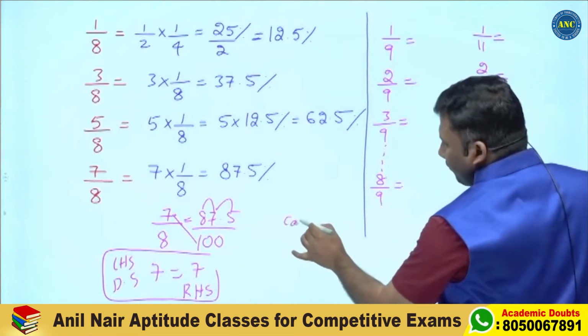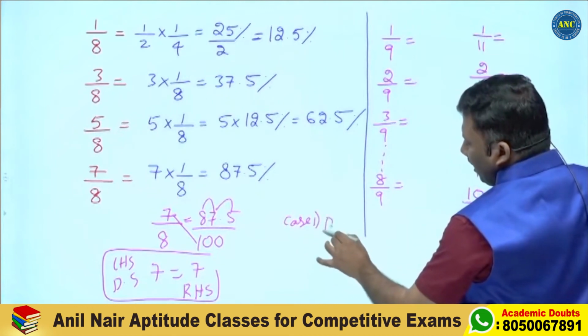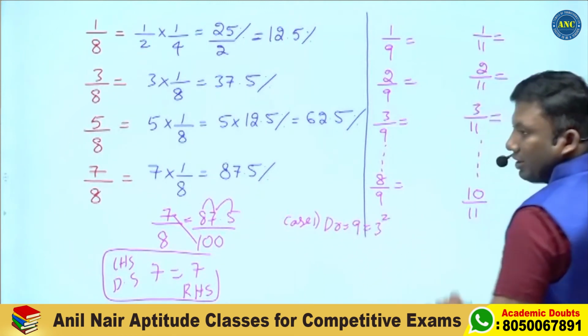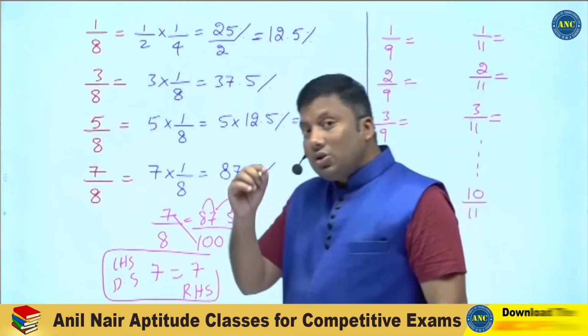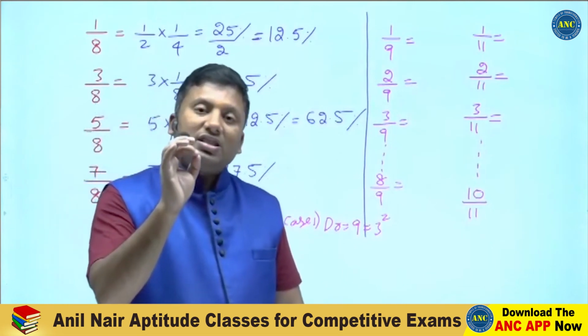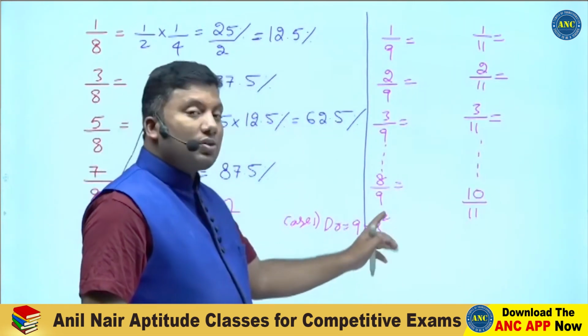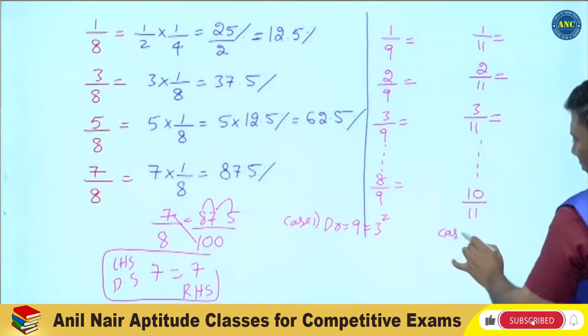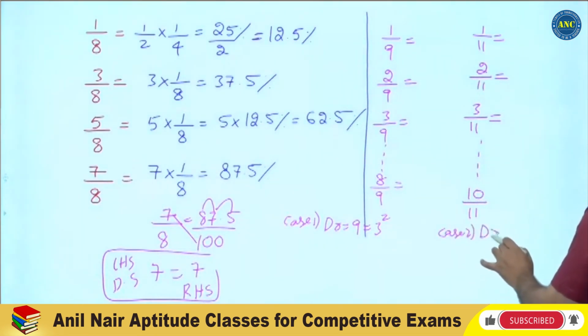Case 1. Denominator, it is 9. 9 is 3 square. Till now we discussed only a singular prime number. Now it is the square of a prime number. Case number 2. Denominator, it is 11.